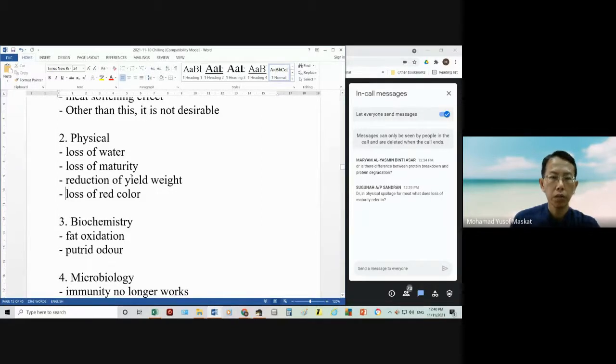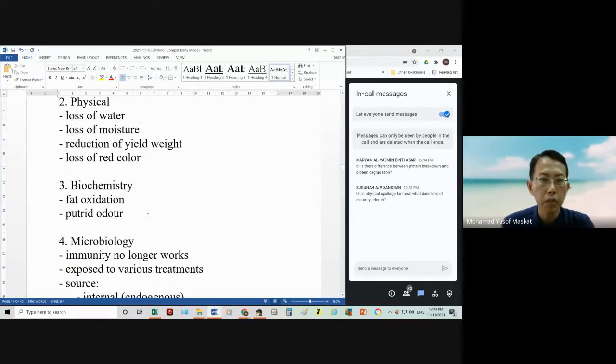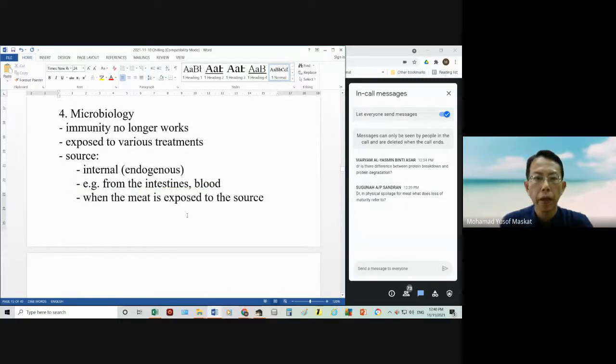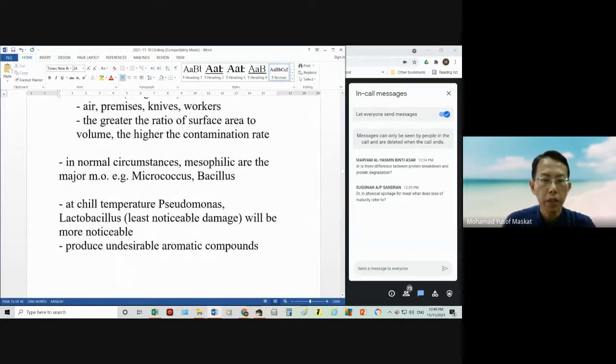Loss. Oh, sorry, this is not loss of maturity. Thank you, this is moisture, actually. Thank you, Suguna, for pointing that out. Loss of water, loss of moisture, will result in the reduction of yield weight.